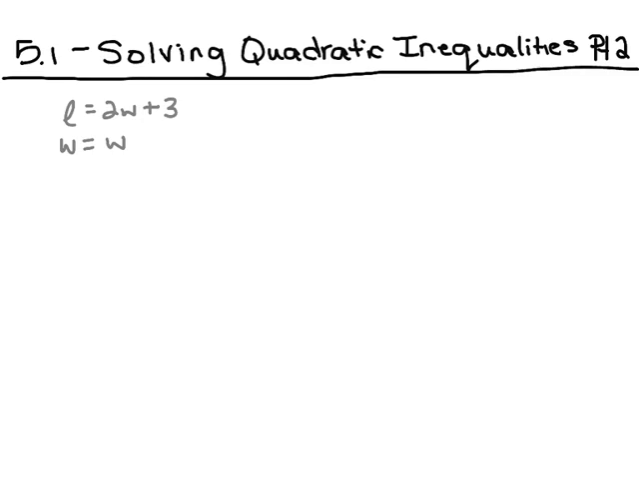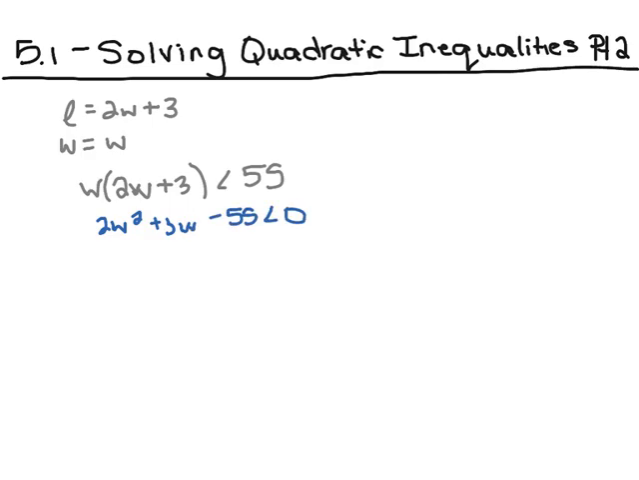And we know the area of the rectangle, so length times width, so w times (2w plus 3), is less than 55 meters squared. So less than 55. We're going to expand out our brackets. So 2w squared plus 3w minus 55 is less than 0. This one isn't going to be able to be factored, so we're going to use the quadratic formula.